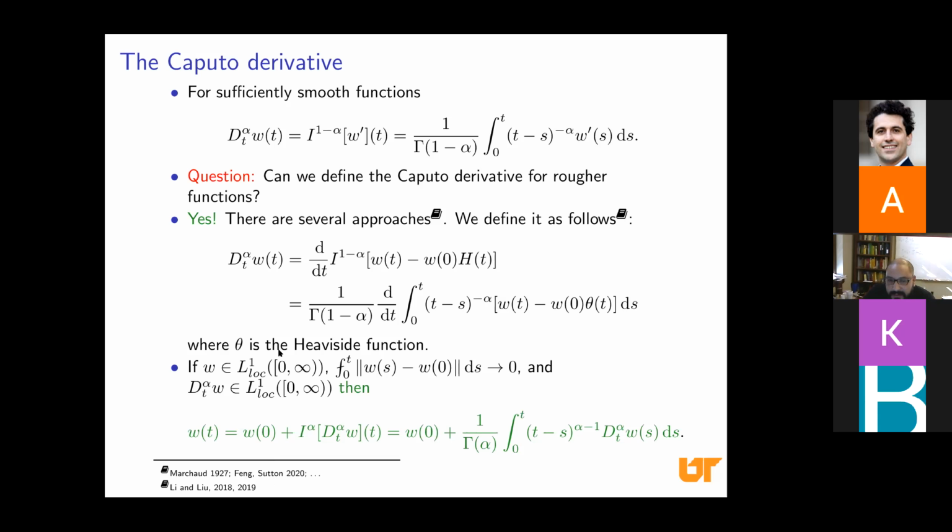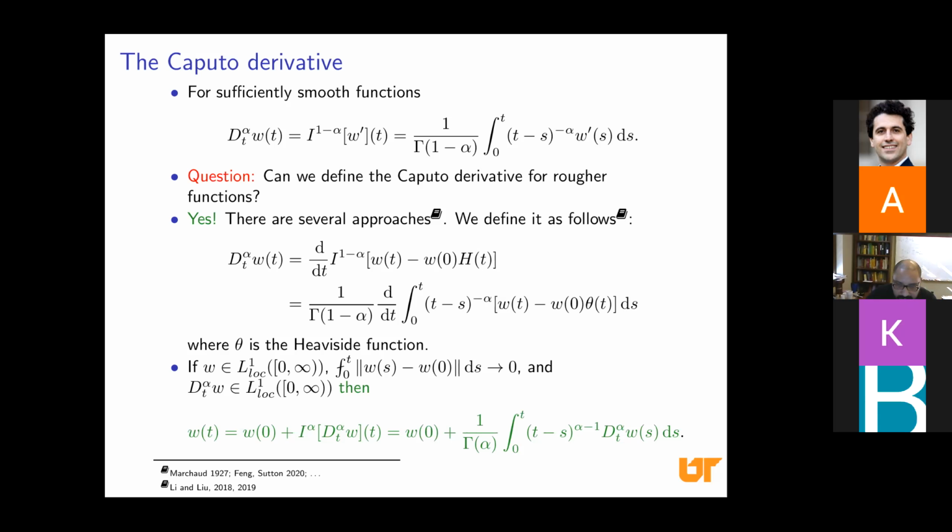But the one that we're going to use is the one that was proposed in a series of papers by Lei Li and Jian-Guo Liu, that I think they're your neighbors. That is essentially described as follows. So what you're going to do is flip the order of the derivative and the fractional integral, right? But of course, you're going to pay a price for that, and the price is paid by this sort of correction term. That is the initial value of w times the Heaviside function.